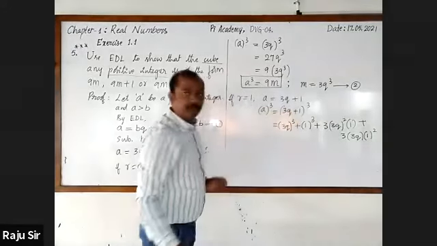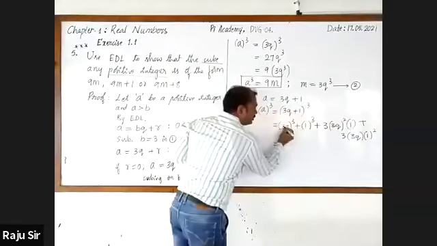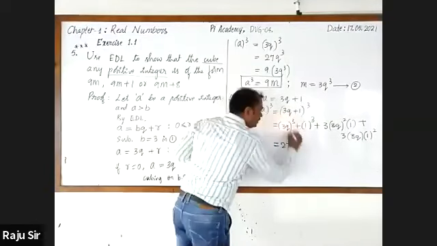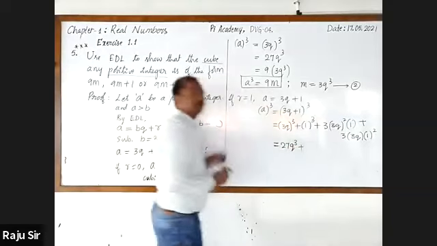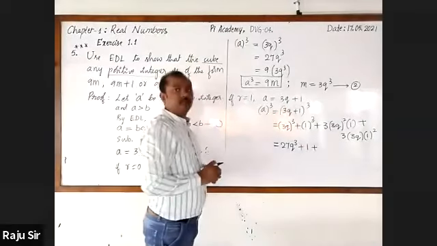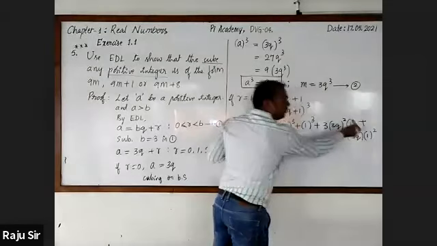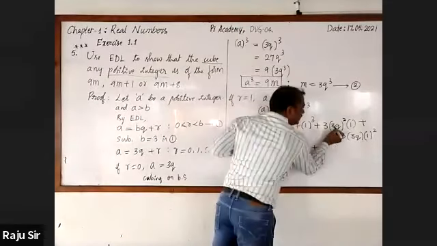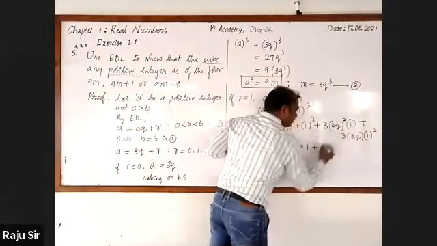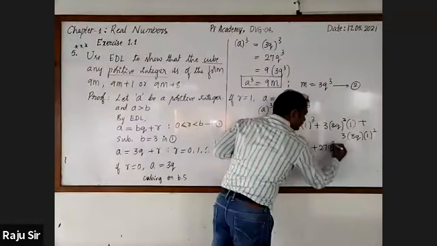Now simplify it. 3q whole cube. Apply cube to both. 3 cube is 27. q raised to the power 3 plus 1 whole cube is 1. Next, first apply square to 3. 3 square is 9 and multiply this with other numbers. 3 square is 9, 9 3s are 27. 27 ones are 27. And q whole raised to the power 2 can be written as q square.